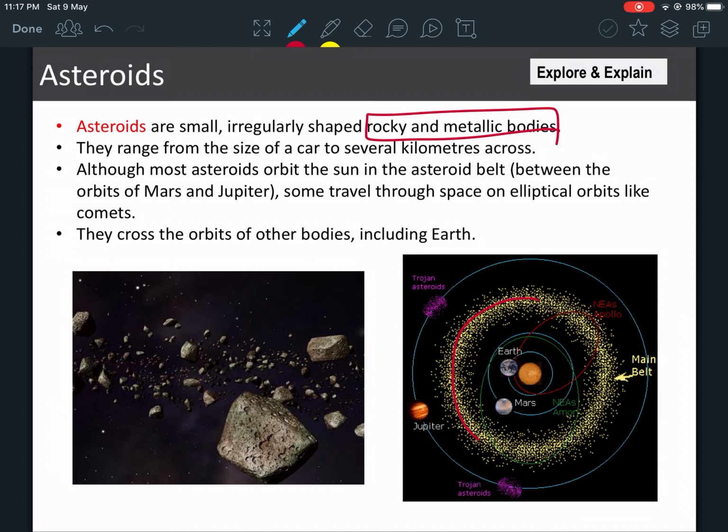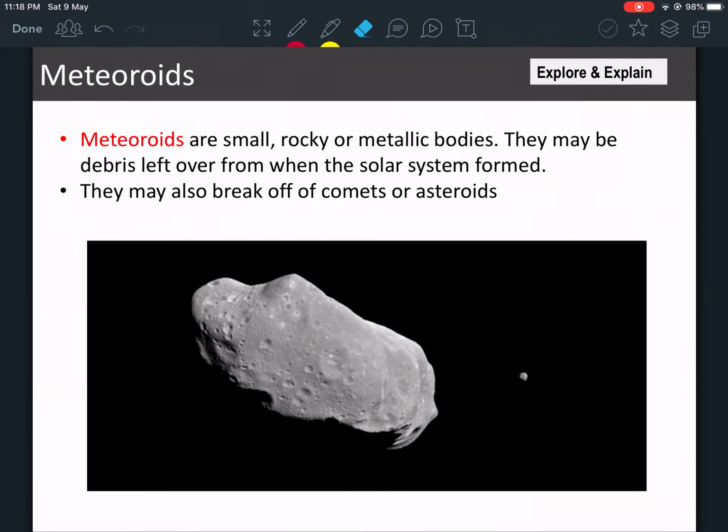and they move in an orbit around the sun, between Jupiter and Mars. If you notice, this is Jupiter, this is Mars. Between Jupiter and Mars, there's something called the asteroid belt. Sometimes, a small piece of these asteroids breaks off and moves away from the path of the asteroid belt. And these small pieces are called meteoroids. They're small, rocky, metallic bodies. They may be debris left over when the solar system was born. They may also break off of comets and asteroids.